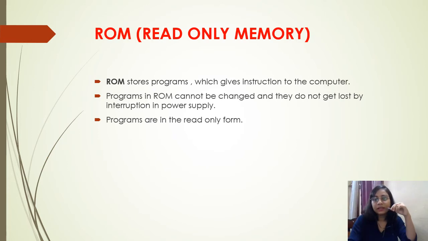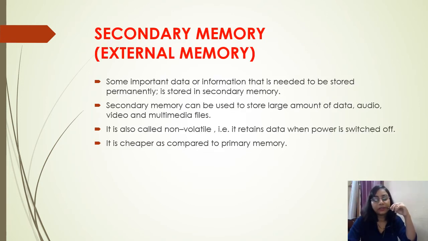Programs are in the read-only form. We can only read, we cannot change it. Now secondary memory. This is external memory also. Say some important data or information that needs to be stored permanently. For example, we are writing a paragraph, okay, and we have saved it.